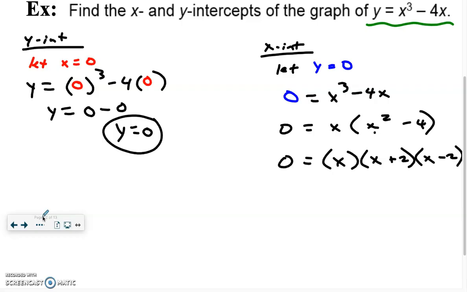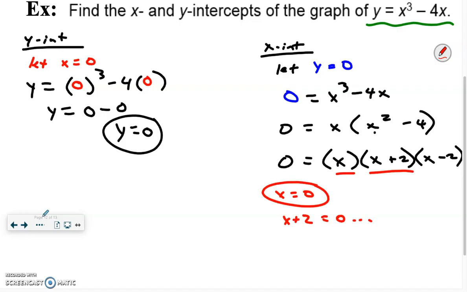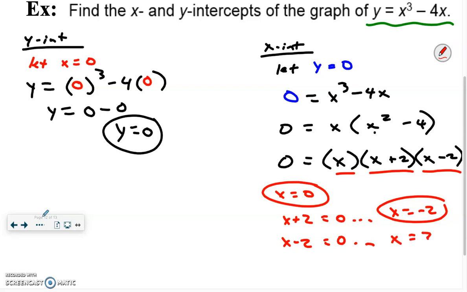Does that make sense? So the way that we go about this, I know that you've done this countless times before, we set each of these equal to 0. So we have x equals 0, there's the first one. We have x plus 2 equals 0. When we solve, x equals negative 2. Then we have x minus 2 equals 0. When we add the 2 over, x equals positive 2. Those would be our 3 x-intercepts. Any questions?